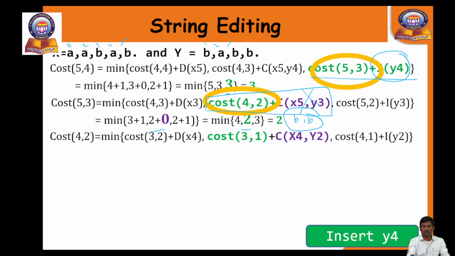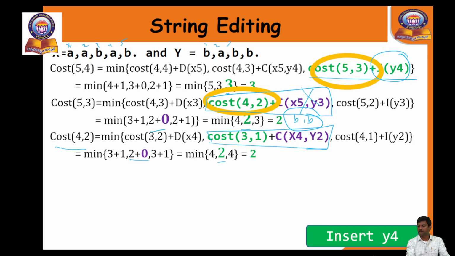And similarly, cost of 4 comma 2. Within your cost of 4 comma 2, observe what is the minimum. So the minimum is equal to 2. And what is the respective part that has resulted in 2? That is cost of 3 comma 1 plus c of x4 comma y2. So observe the value of x4. x4 is equal to a. And what is the value of y2? y2 is equal to a. Since both the letters are the same, we should not take this edit operation into consideration. So the cost of 3 comma 1.